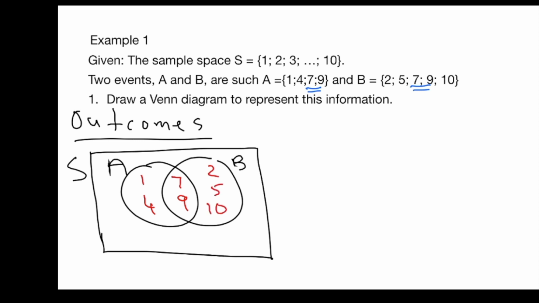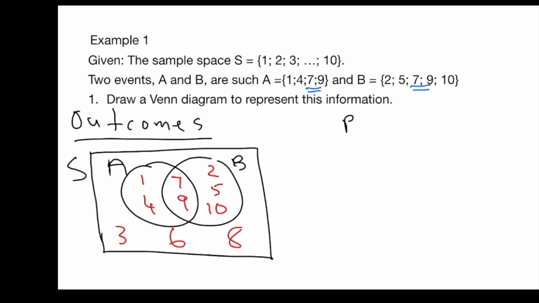Right, then check your sample space S. It has numbers 1, 2, 3, 4 up to 10. We have entered these red ones here. Which numbers are still missing? You will notice 3 is still missing, so we put it out there. 6 is still missing, we put it somewhere there. And 8 is also missing. So this is the Venn diagram showing the outcomes.